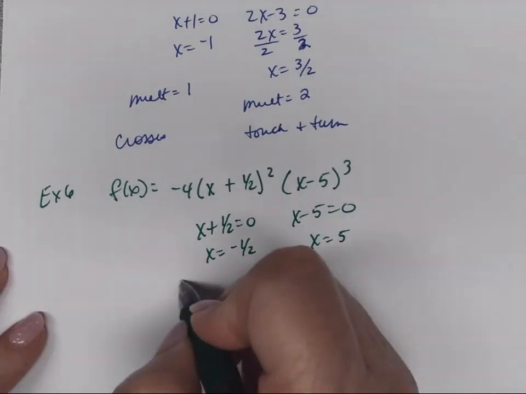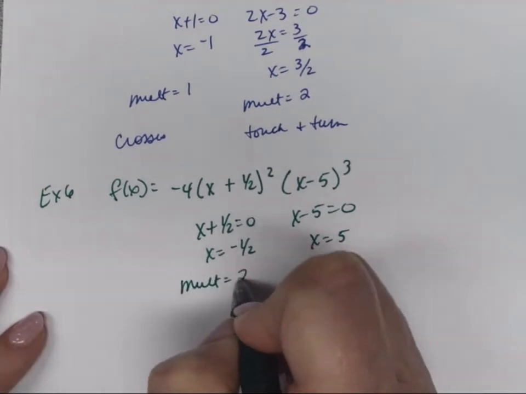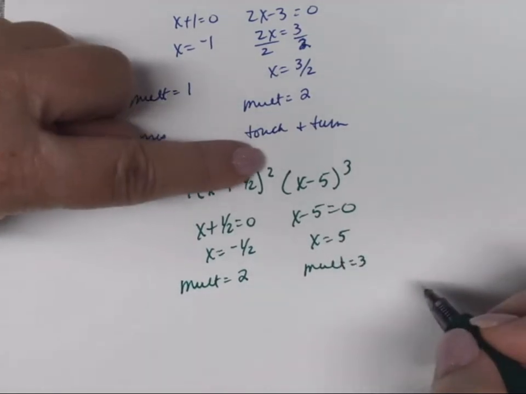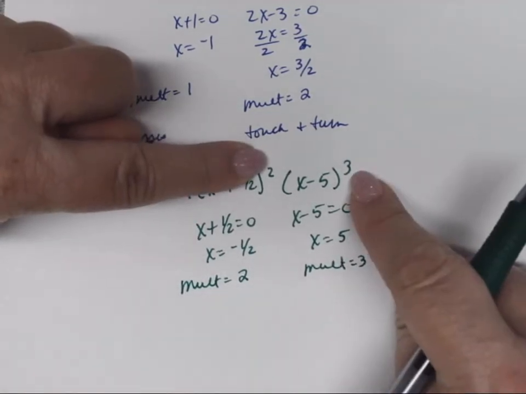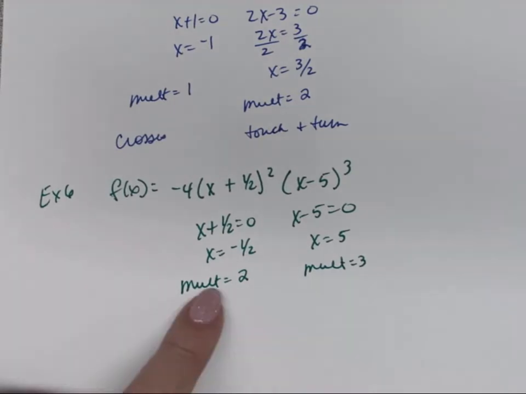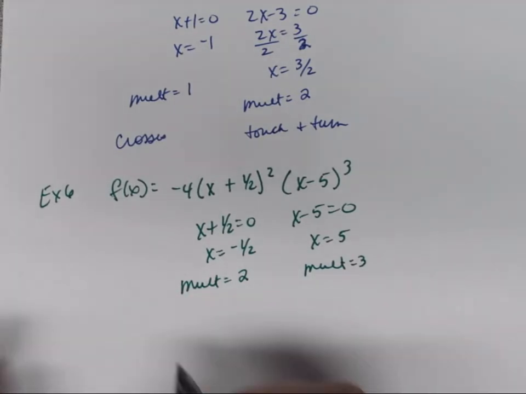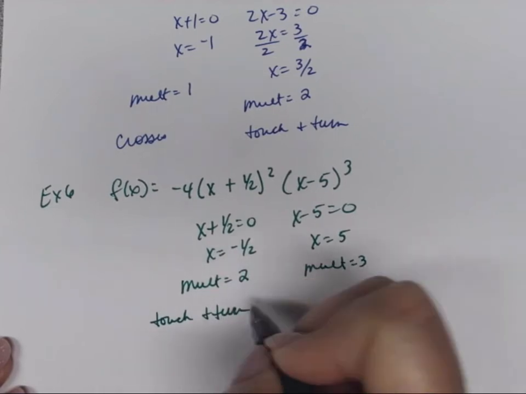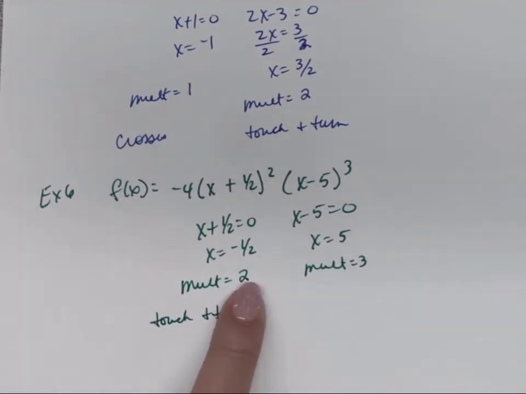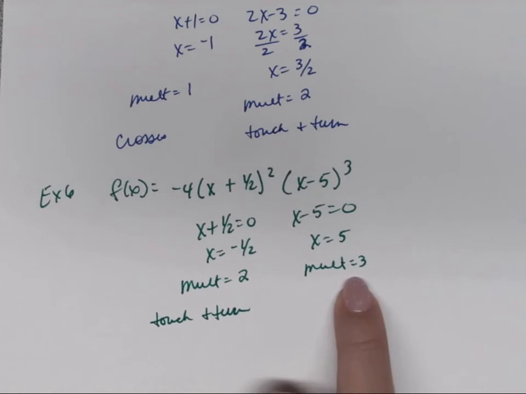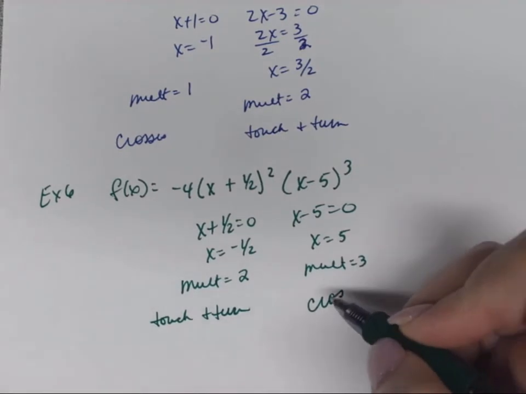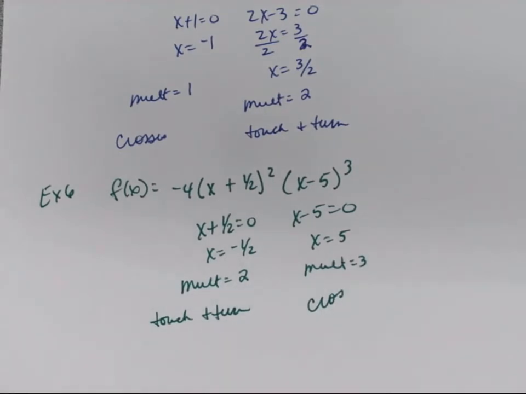So what's the multiplicity? The multiplicity is 2, and the multiplicity is 3 because there's a 2 and a 3 for our exponent. Well, a multiplicity of 2 tells me it will do 2 things. It's going to touch and turn because it's an even multiplicity. Multiplicity of 3, well, that's an odd number, so it's going to do one thing, and it's going to cross the x-axis.